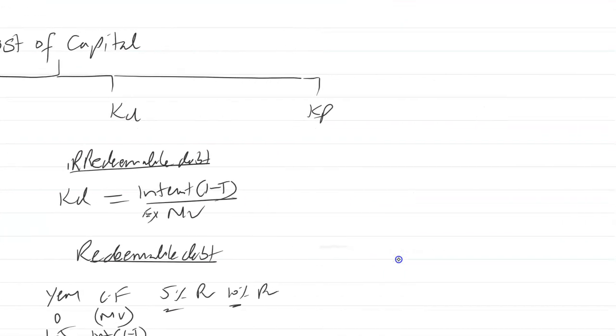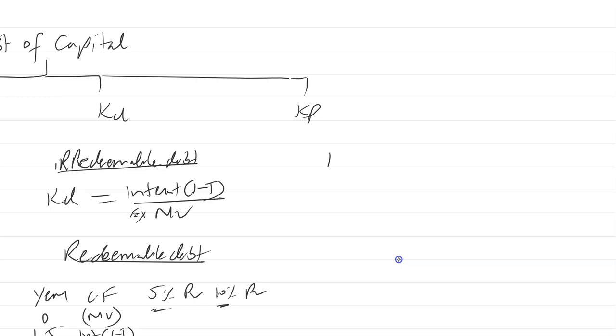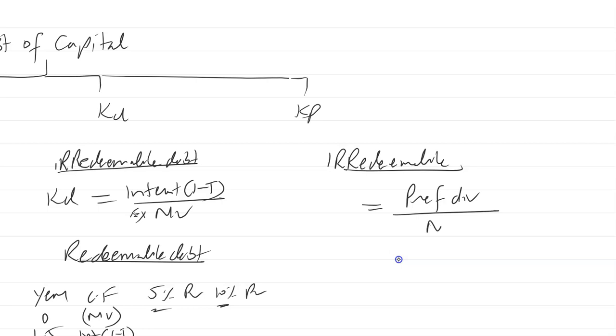Okay, what about the cost of preference share? Only one cost of preference share will be tested in the exam, that is irredeemable, and its formula will be preference dividend divided by ex-dividend market value is equal to cost of preference share.